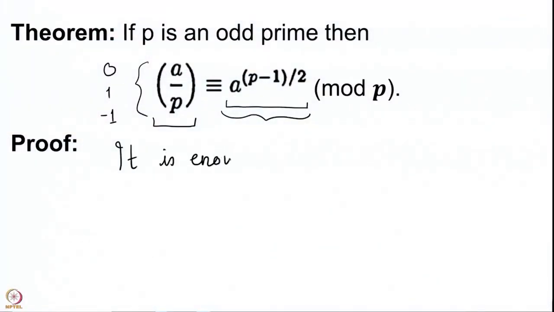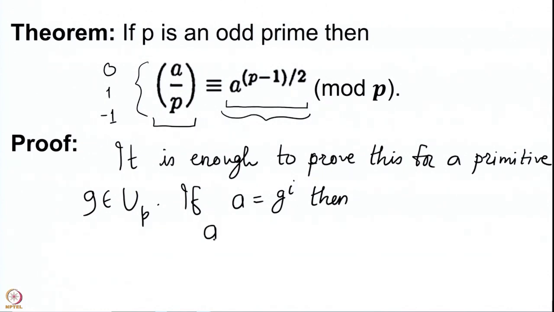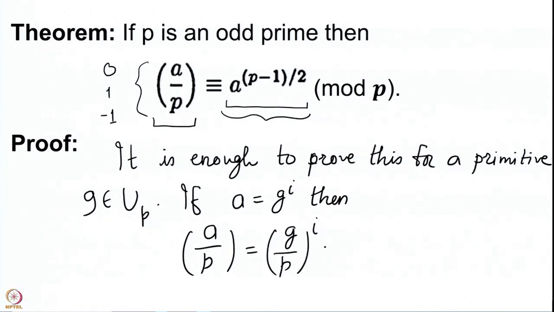So, the basic step here is that it is enough to prove this for a primitive g in U_p. I will give a reason why this is enough. If a is g to the power i, then we know that the Legendre symbol (a/p) is the ith power of the Legendre symbol (g/p), and this is also minus 1 to the power i.